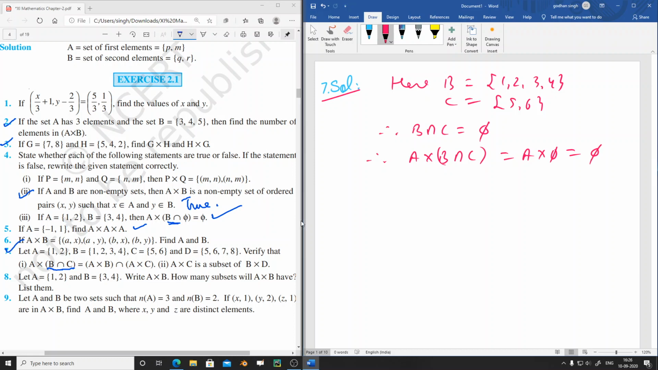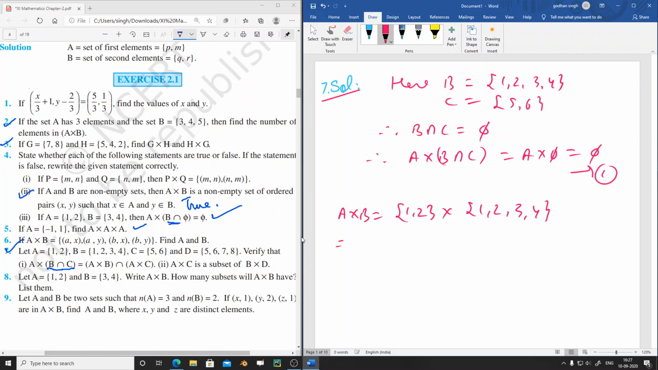Now let this be 1. So we'll go to the right hand side of this equation. For that, first of all, we'll find A cross B. What is A cross B? A cross B is the Cartesian product of sets A and B. So that is {1, 2} cross {1, 2, 3, 4}. And we can see that 2 elements are here and 4 are here, so there will be a total of 8 elements.